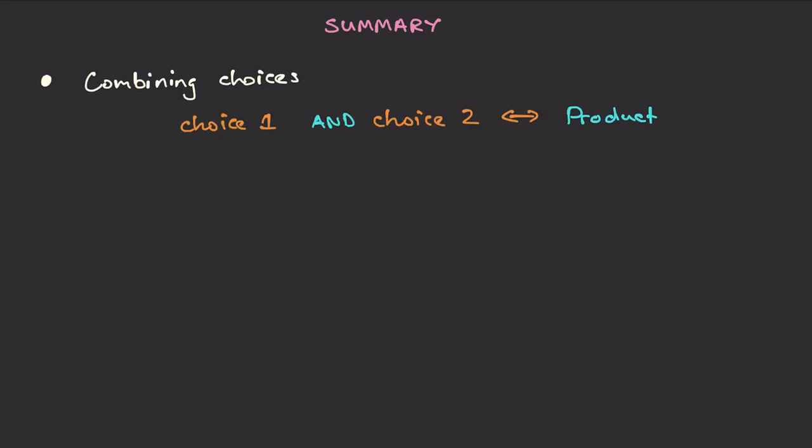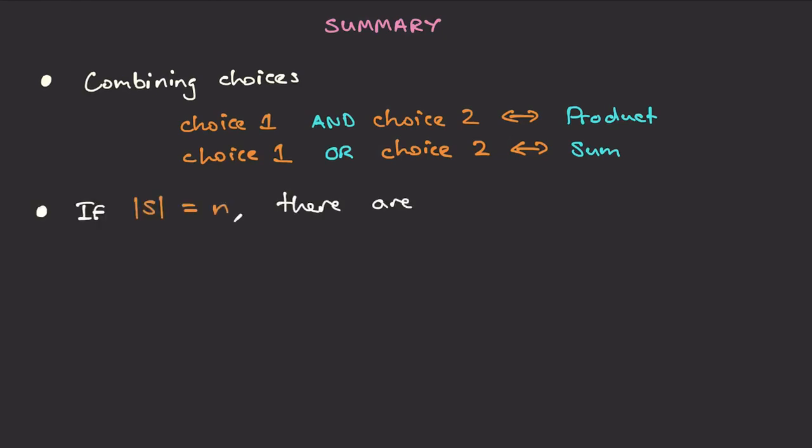The first is that we can solve counting problems by decomposing them into individual choices. If I have to make a choice 1 and a choice 2, then that will turn into a product in a formula. If I have to make a choice 1 or a choice 2 and they correspond to disjoint sets, then that will turn into a sum in a formula. The second thing we did is apply these ideas to solve counting problems for a few different objects.